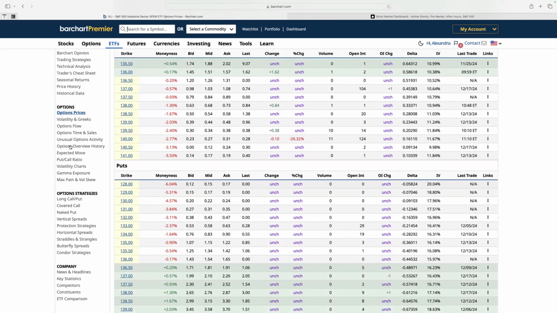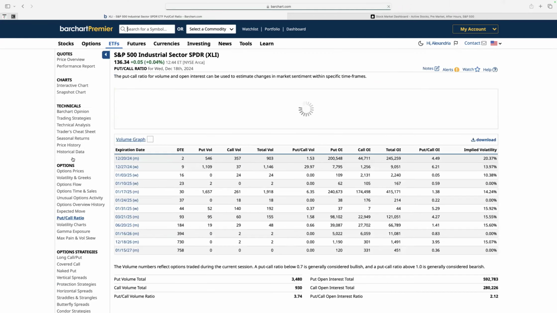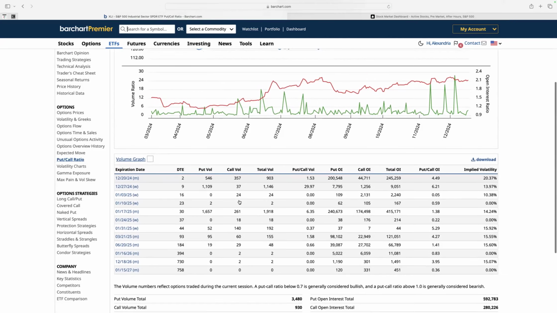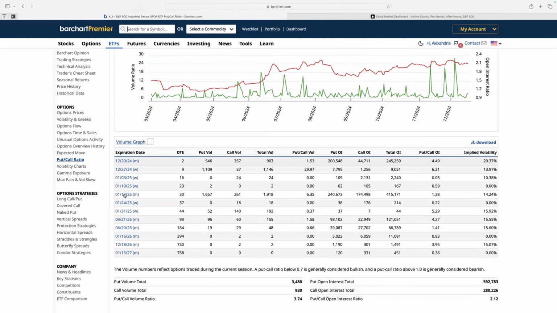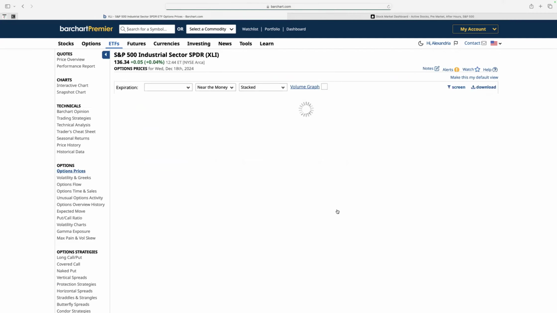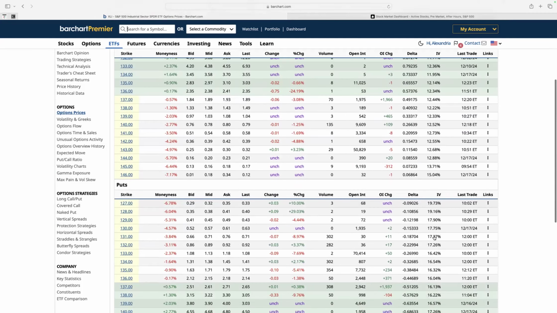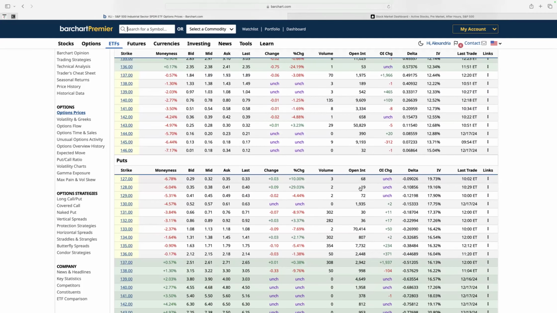So let's go back to put call ratio and look. Okay, so the 117, the monthly, has the most volume today across all expiration dates. So we'll go there. And I still want to look at the 128 strike price, and into the 130 and the 133.